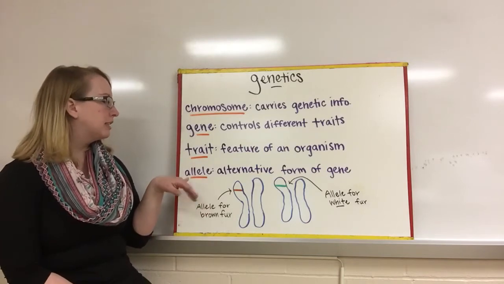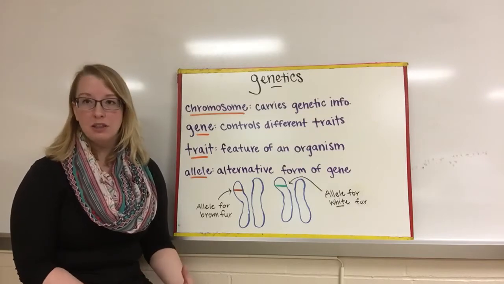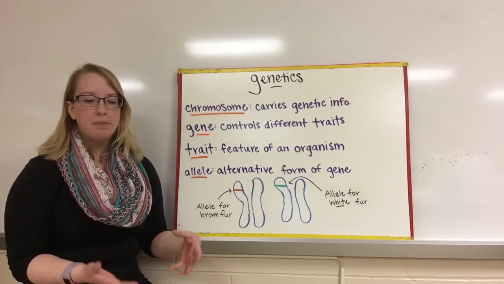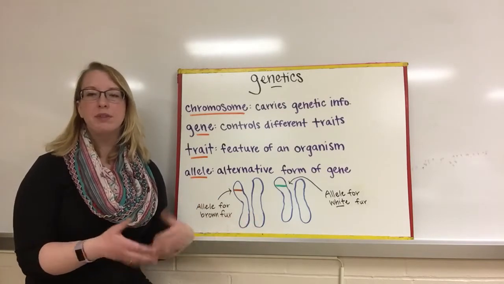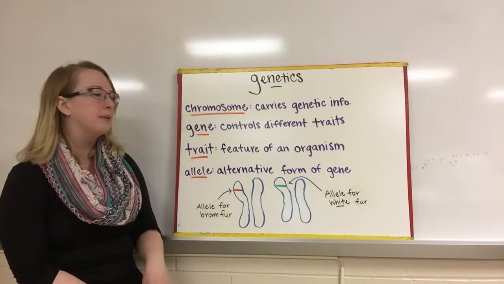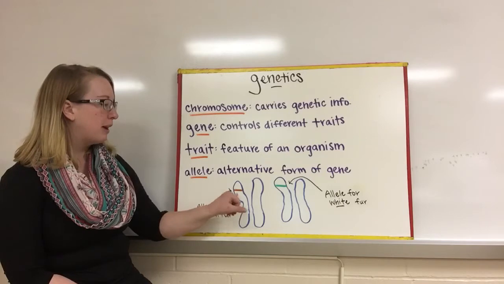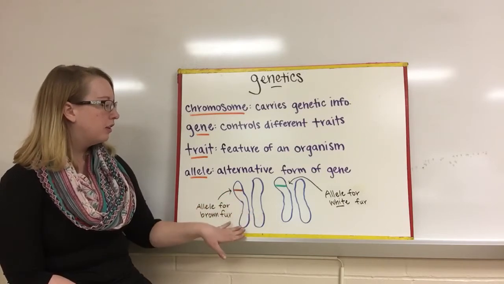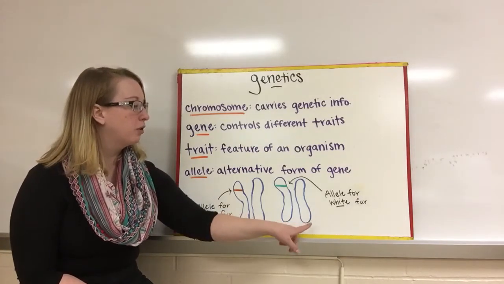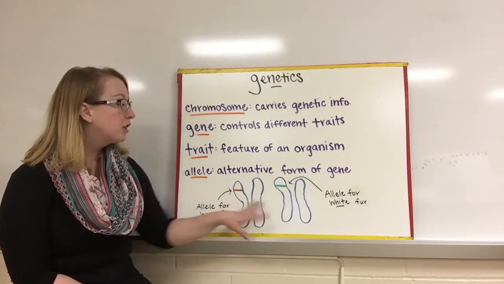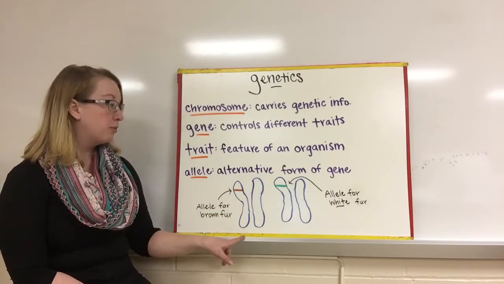And then the last one is allele, which is the alternate form of a gene or an alternate DNA sequence. So basically, that codes for something else, something different from what you normally would see. So down here, I have the allele for brown fur, shown by this little strip on the pair of chromosomes. And then over here, I have the allele for white fur, shown by the green strip. They look exactly the same, but this one is white fur instead of the brown fur.